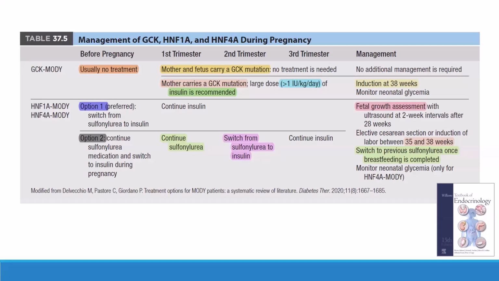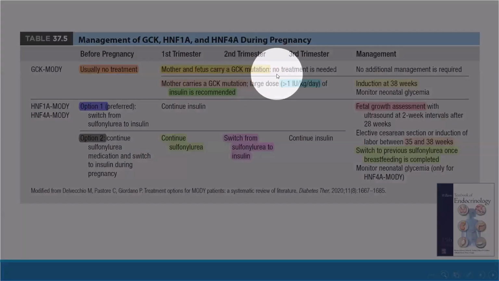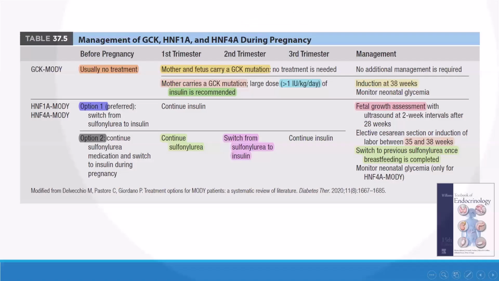In the final exam, MODY during the pregnancy is usually glucokinase and should be treated by insulin according to the criteria of GDM. If we have polyhydramnios, a macrosomic baby, or the fasting glucose is elevated, in this situation we should treat with insulin therapy.